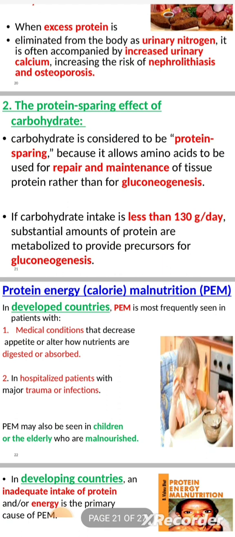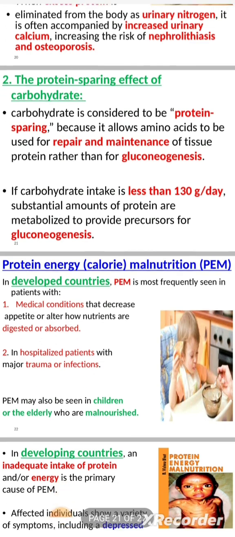If carbohydrate intake is less than 130 grams per day, protein is metabolized to provide precursors for gluconeogenesis, decreasing the body's protein amino acids.